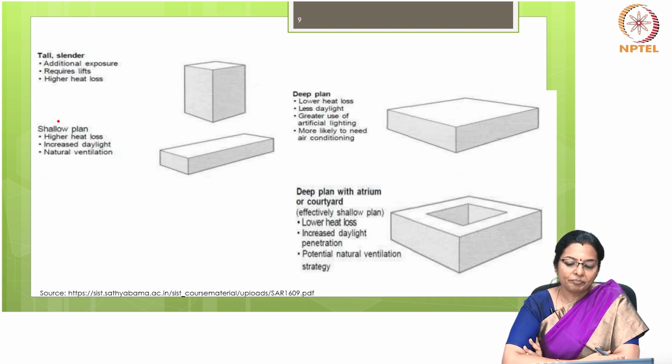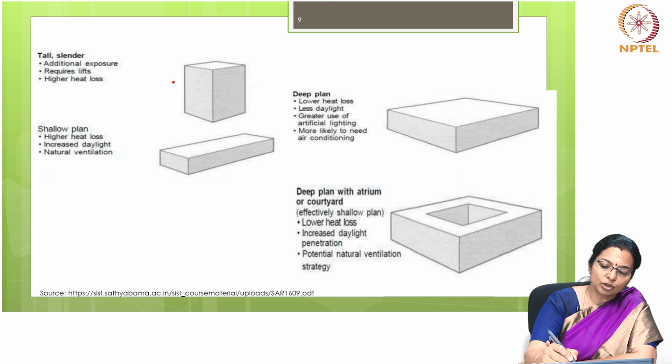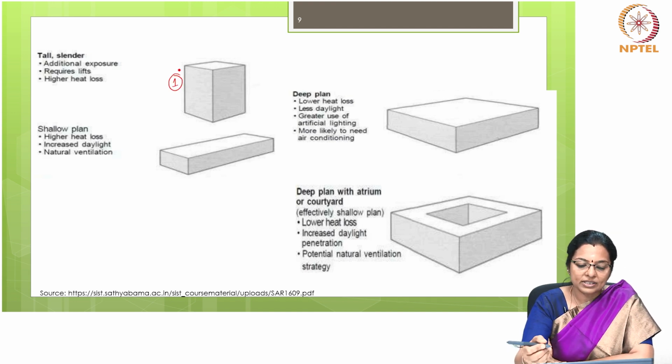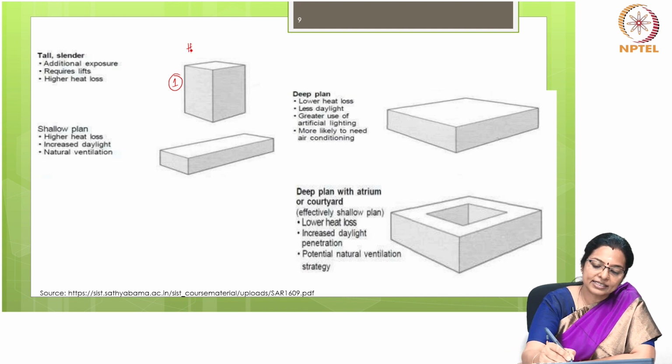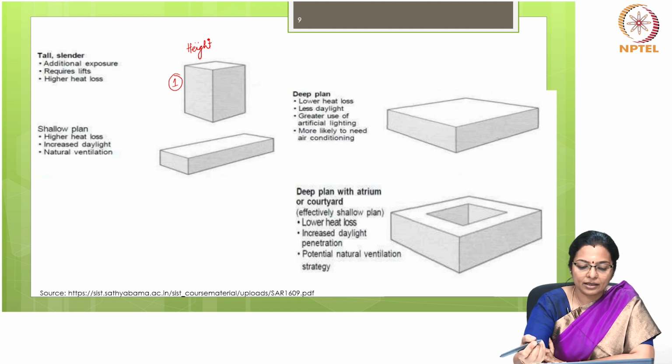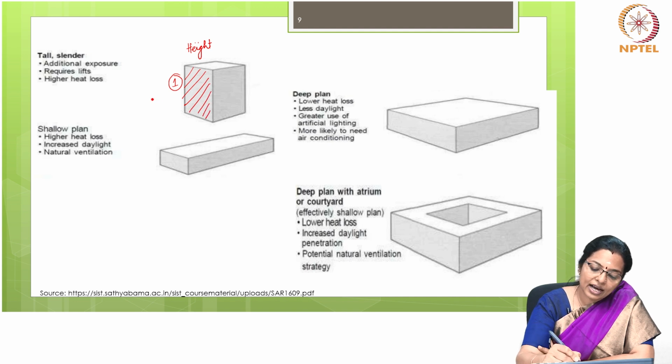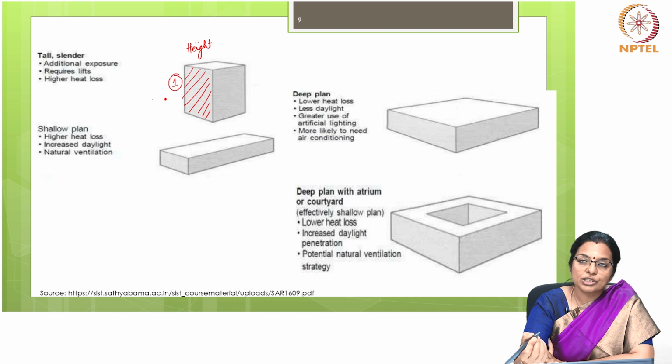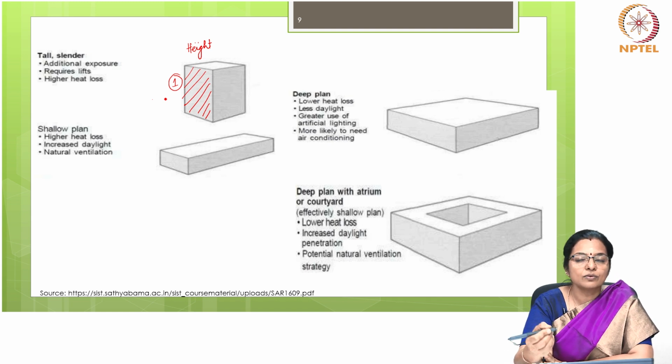Here you can see that the first case is a tall, slender building. Because of the number of floors, as we had already discussed, height is a criterion. Because of its increased height, it gets additional exposure to the sun. This results in higher heat gain, which is not alright in a warm climate, and it results in higher heat loss, which is not alright in a cold climate. So, you need to optimize the height.